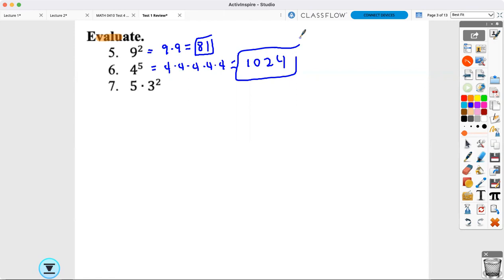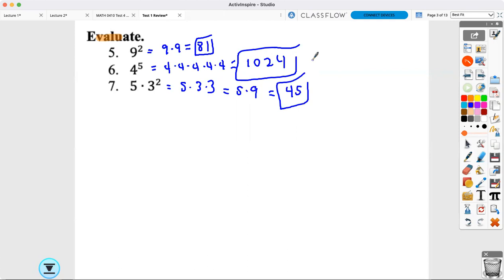Let's look at number 7. 5 times 3 squared. That's just 5 times how many 3s, class? 2, right? So now we multiply. 3 times 3 is just 9, right? So it's 5 times 9, which is just what? 45. And we're done.